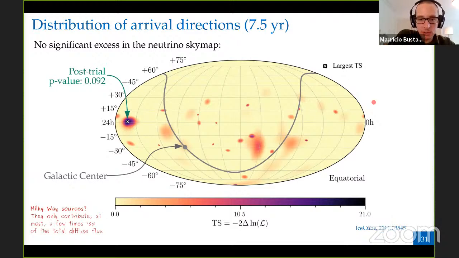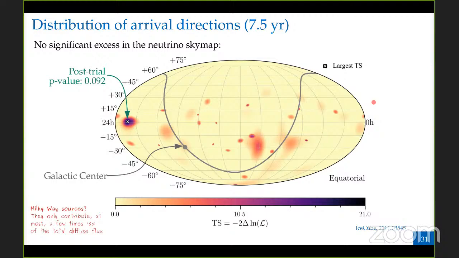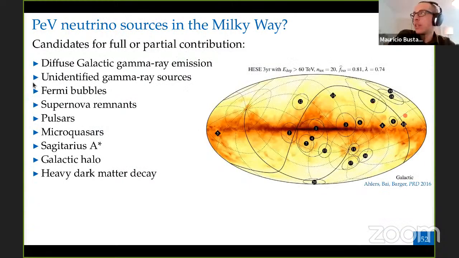The second thing, now to go directly to your question, is that that doesn't mean that there are no galactic, or I should say Milky Way, neutrino sources. It just means that if there are, they are subdominant, or they have not been detected so far, therefore they're maybe weak. So there's a whole host of possibilities, and people have tested those possibilities. There are some of these here: you can have some correlation with unidentified gamma ray sources from catalogs, the Fermi bubbles, supernova remnants, pulsars, microquasars, the black hole at the center of the galaxy, the galactic halo, or it could be heavy dark matter decay concentrated towards the galactic center.